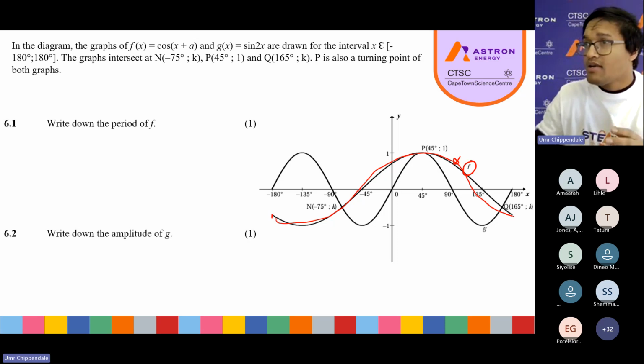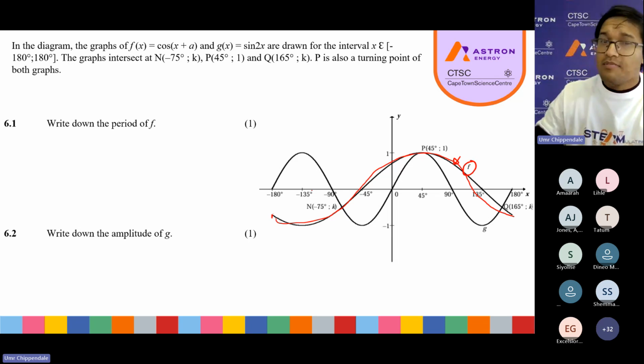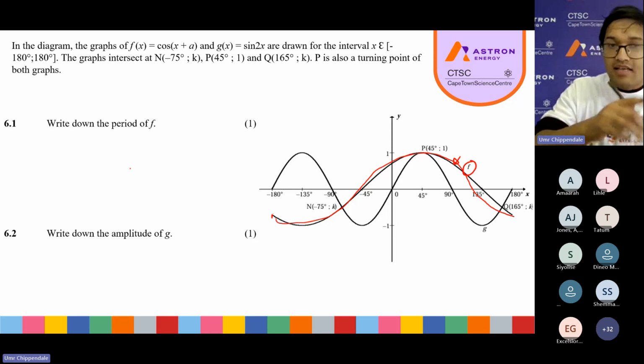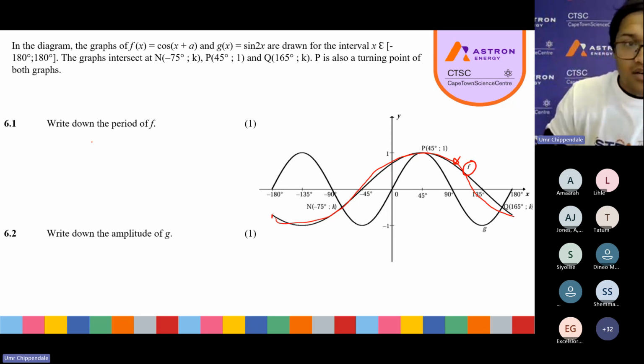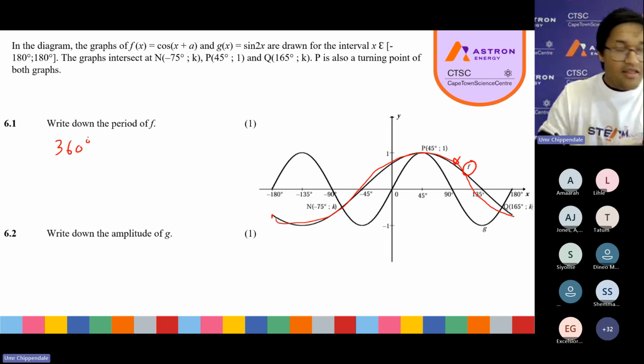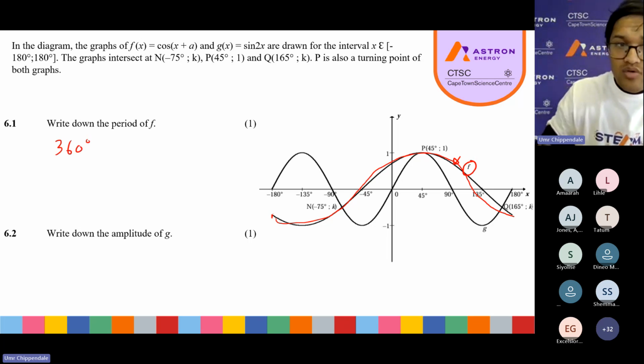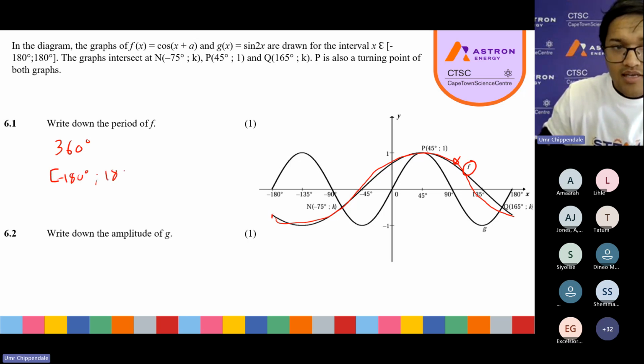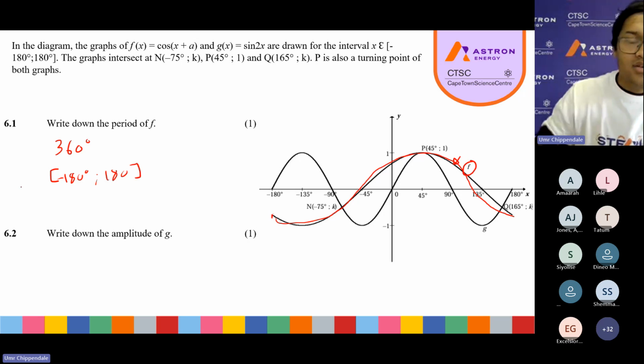I see you guys have written negative 180 to 180. I understand where you're coming from, but unfortunately, that's not the right answer. When it comes to the period, you just need to say the amount of degrees that it takes to complete that entire cycle. So the answer I was actually looking for was the period is 360 degrees. Writing negative 180 degrees to 180 degrees is actually your domain.